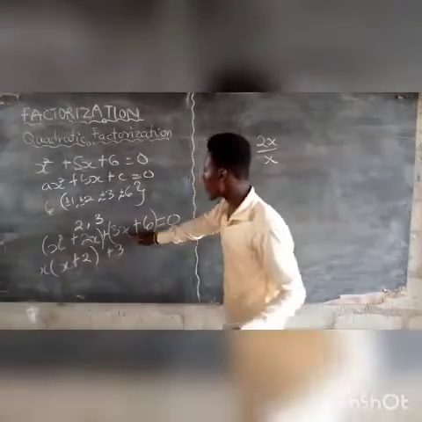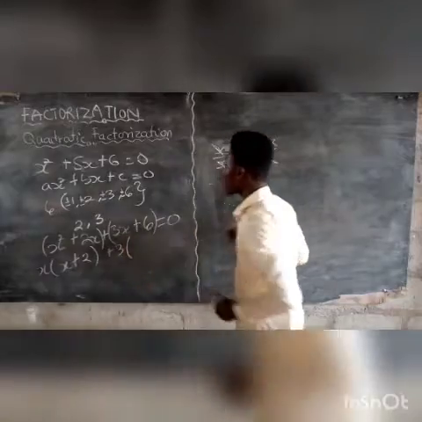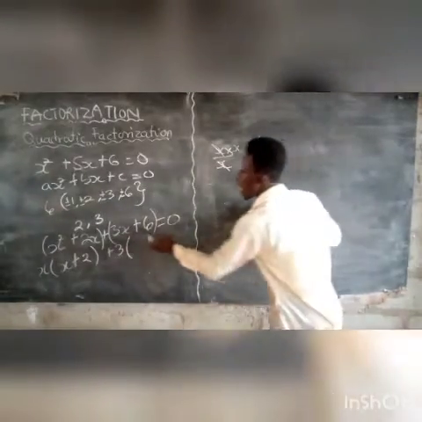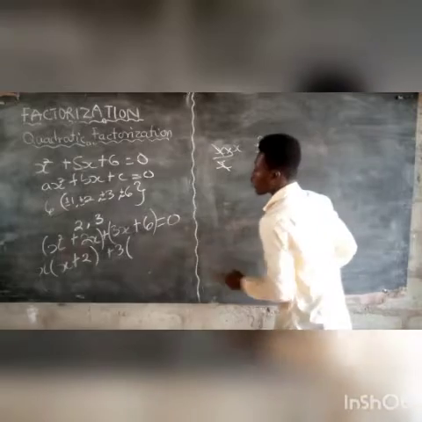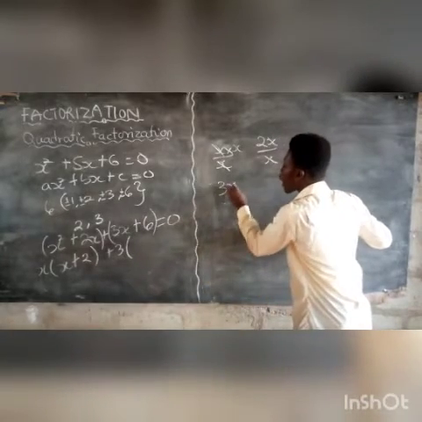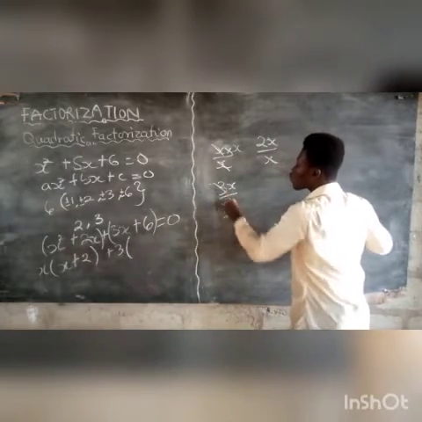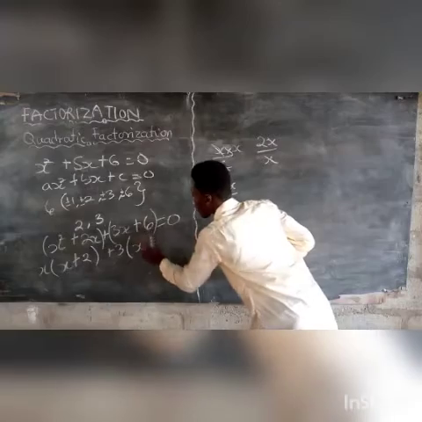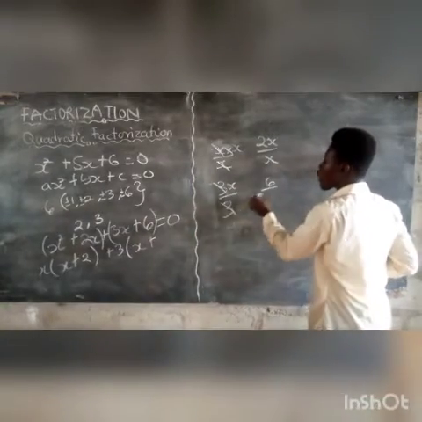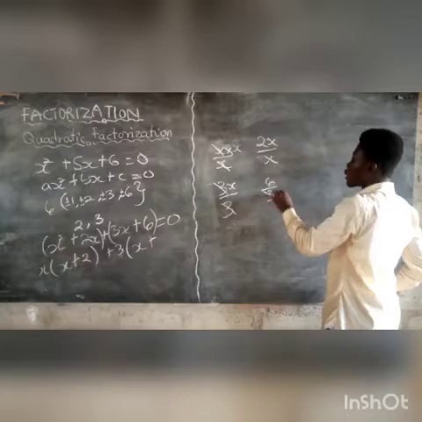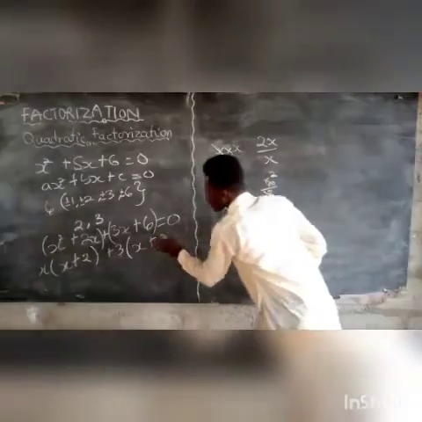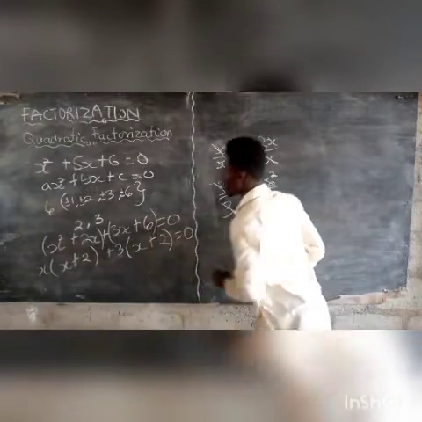Since there is no common variable here, we just maintain it like that. So we divide each term by our common factor. We divide 3x by our common factor, which is 3. 3 cancels 3, leaving us with x plus. Dividing the 6 also by our common number, which is 3, 3 goes here 1, 3 goes here 2, leaving us with 2. The whole thing is equal to 0.